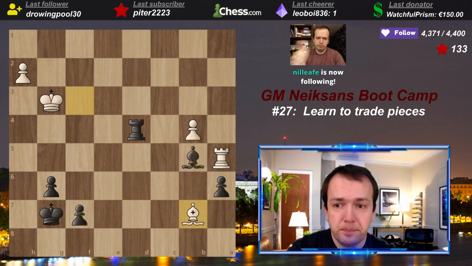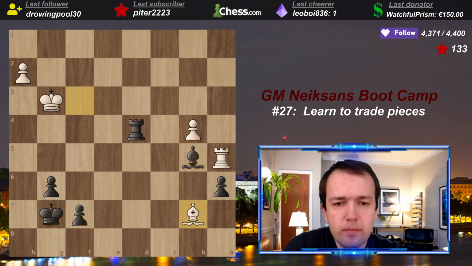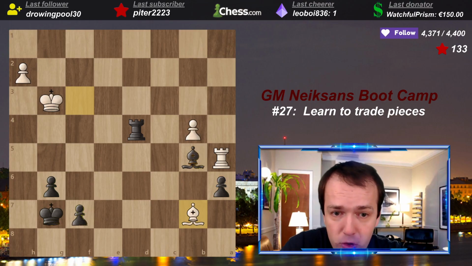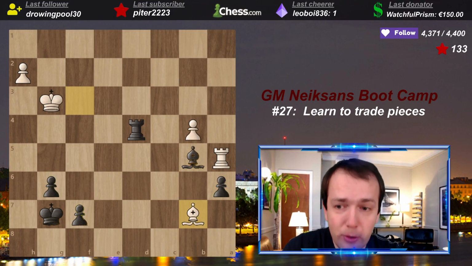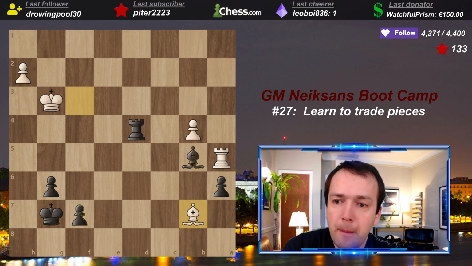Again, the same. Don't trade if you're not sure. Again, trade. We can take on b4, we can take on a6, trade even the bishops because it's going to be easier for us. But you're also making it easier for your opponent.